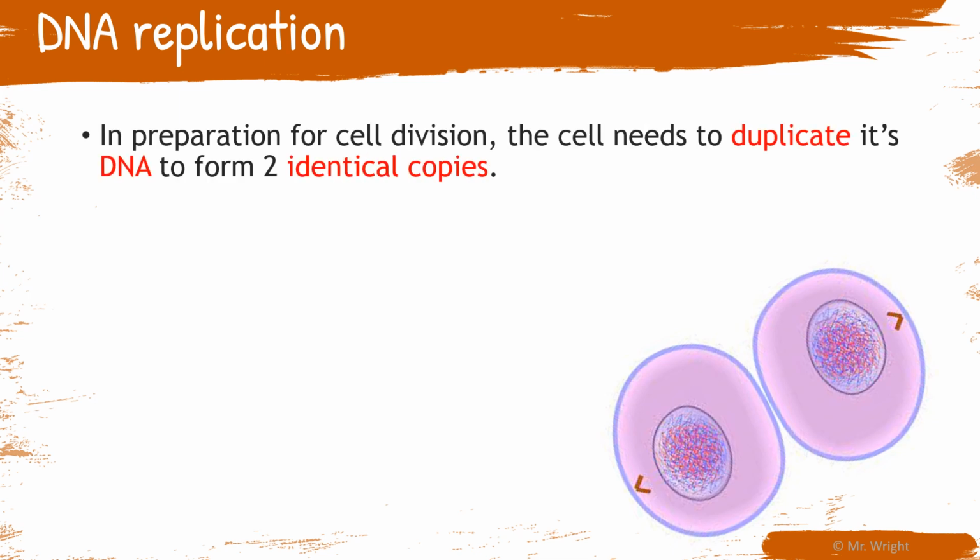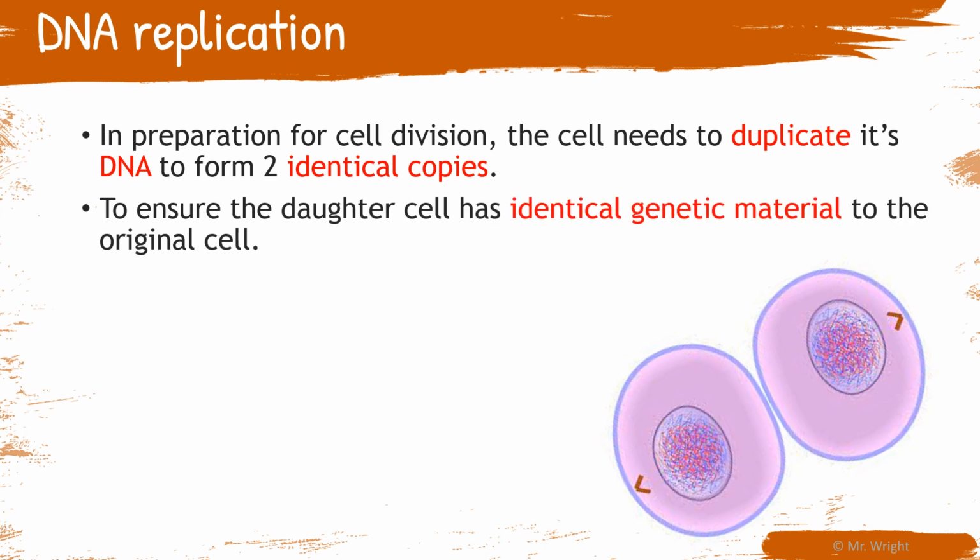This happens in preparation for cell division, where the cell needs to duplicate its DNA to form two identical copies. This ensures that each daughter cell has the identical genetic material to the original cell. It takes place in the nucleus during interphase in the cell cycle.